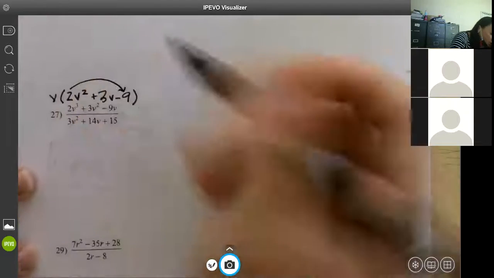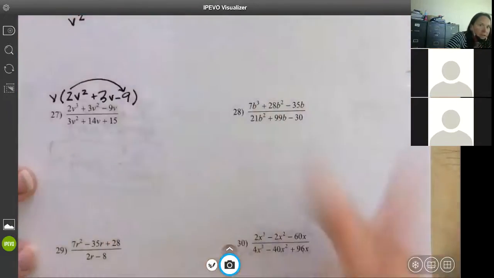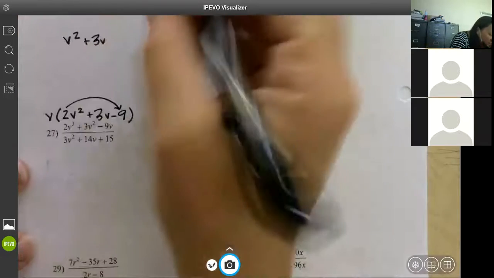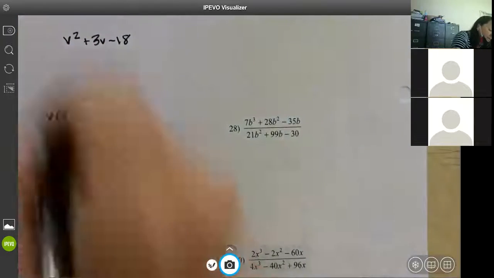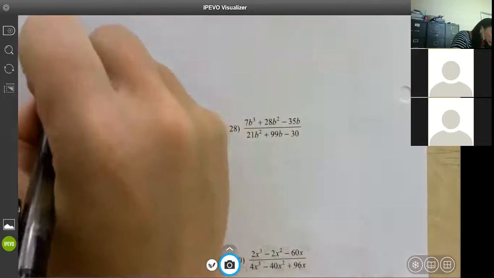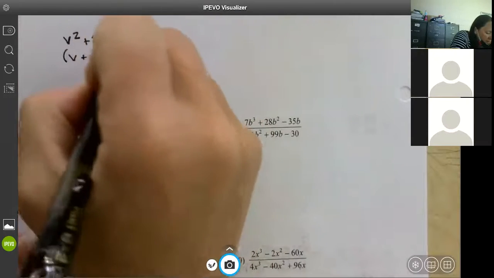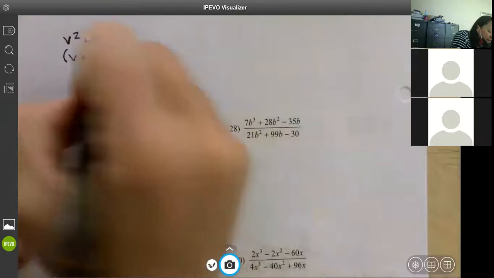So I'm going to slide the 2 over, and I get v squared. I'm going to do it up top so I have room. Plus 3v minus 18. Do I have factors of negative 18 that add to 3? 6 and negative 3. Plus 6 and minus 3. But I have to do it on my divide, so I have to divide by 2.